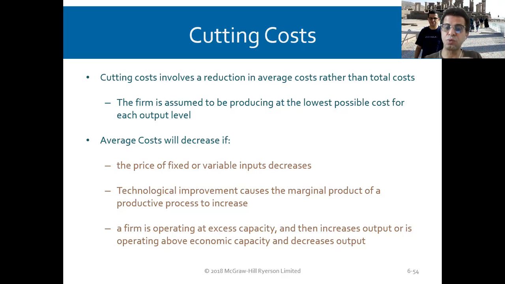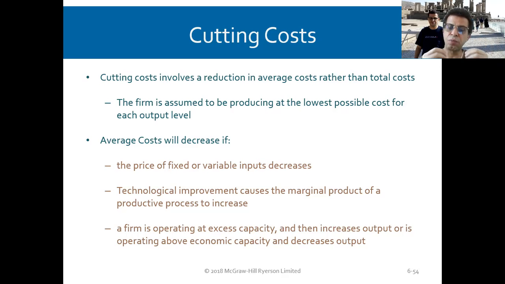Now, the firm is assumed to be producing at the lowest possible cost for each output level. We assume that. Now, the average cost will decrease if the price of fixed and variable inputs decreases. So the less we put in, the lower the average cost becomes. The fewer flowers we buy, the lower the average cost becomes.